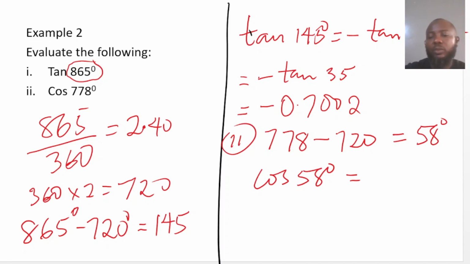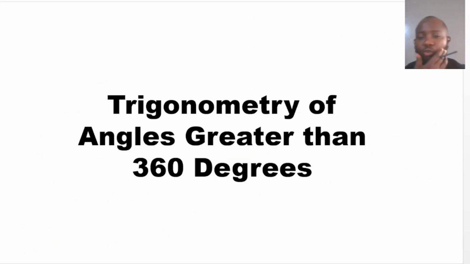All right. So what we just need to do is check cos 58 degrees. So that is 0.5299. I hope that is very clear. So that is that on this one. So that is the trigonometric ratios of angles greater than 360.